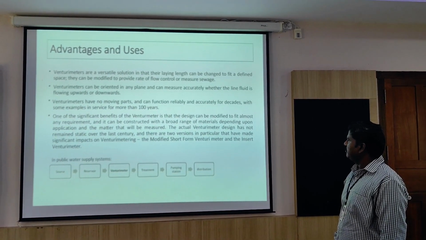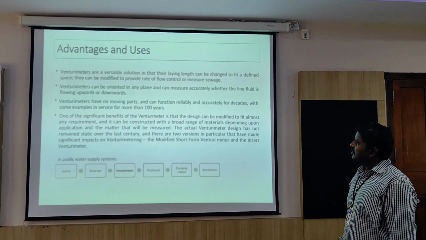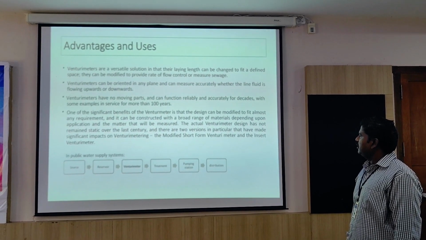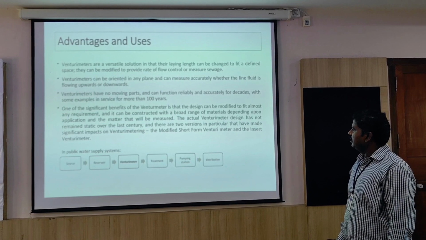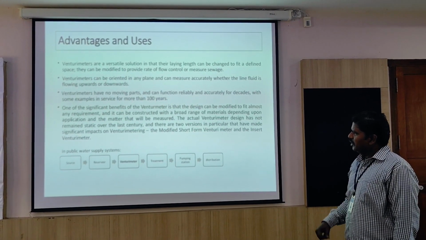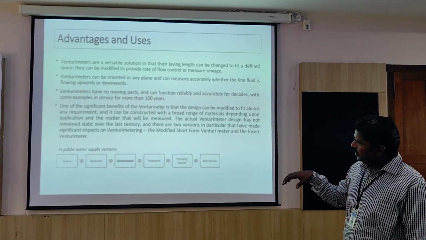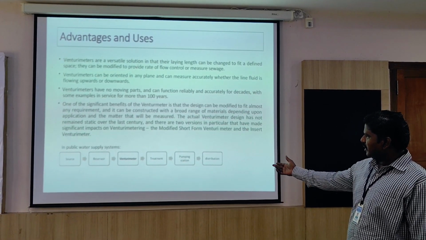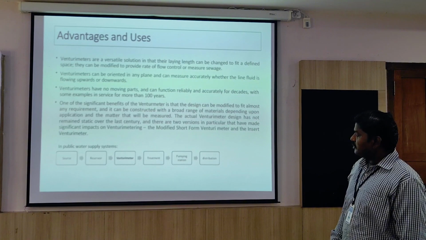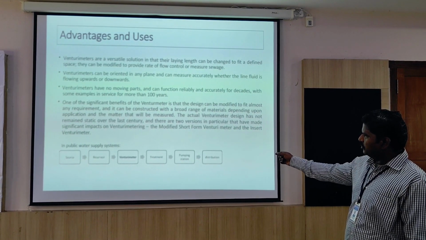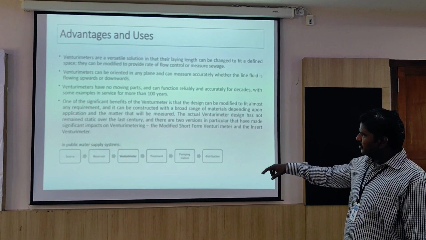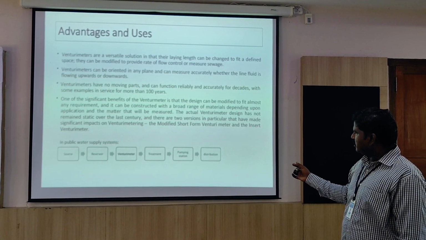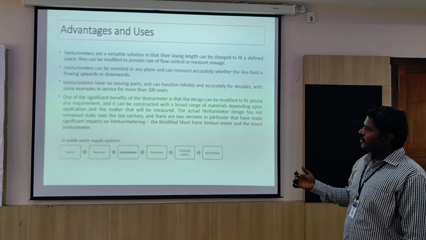There are two versions in particular that have made significant impacts on venturimetering: the modified short form venturimeter and the insert venturimeter. In public water supply systems also we can add the venturimeter. The schematic layout diagram of this venturimeter is shown. That is from source, then reservoir, then venturimeter, then treatment, then pumping station, then distribution.